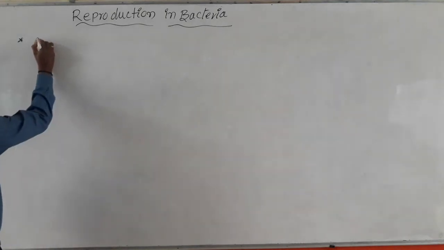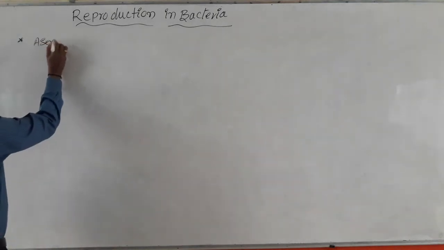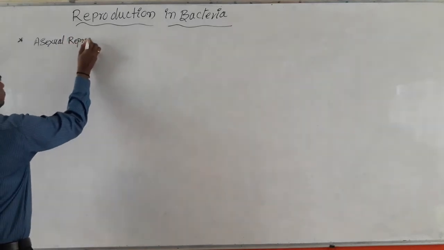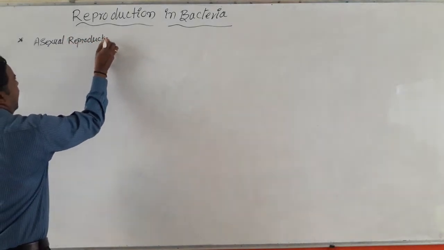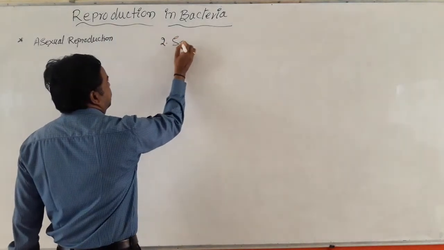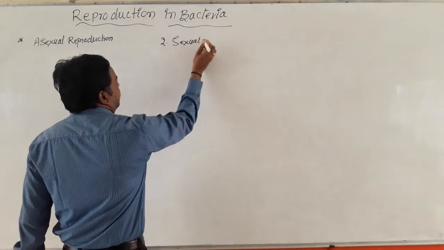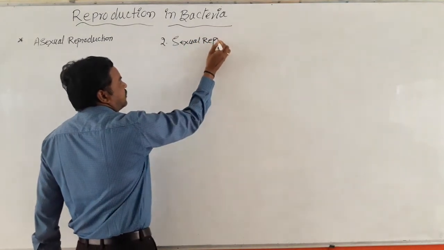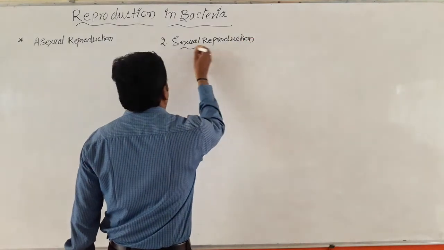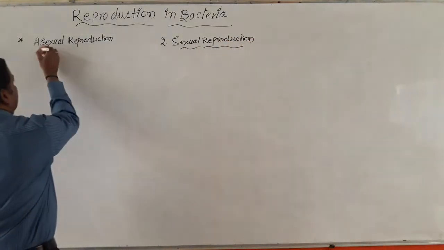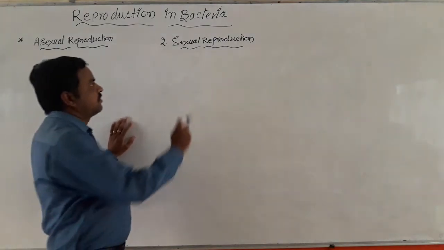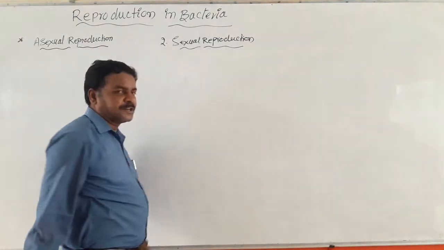One is asexual reproduction, and the second one is sexual reproduction. So, there are two methods. Bacteria reproduce by two methods. One is called asexual reproduction. The second one is called sexual reproduction.